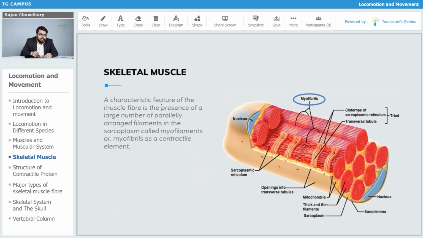Now, a characteristic feature of the muscle fiber is the presence of a large number of parallelly arranged filaments in the sarcoplasm called myofilaments. So myofilaments are structures which are parallelly arranged and filamentous in nature. They are also known as myofibrils, the contractile element. We can observe that here, and these perform a very important function during muscle contraction. We will understand the contraction mechanism later on in this chapter.